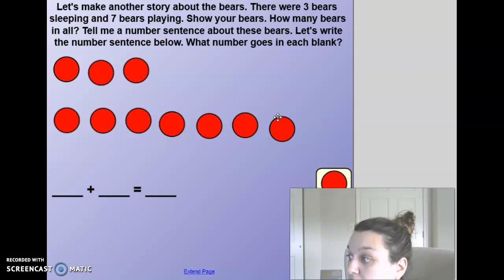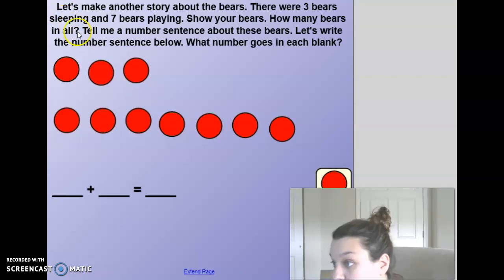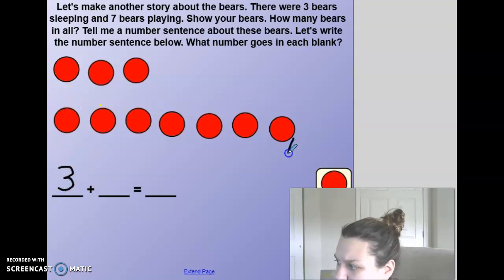Okay, we have to figure out how many bears we have all together. The sleeping ones and the playing ones. So since I separated them with a pretty big space here, I can tell that there were 1, 2, 3 in one group. So I know one of my parts is going to be 3. Plus, how many are in this group? How many were playing? Let's count. 1, 2, 3, 4, 5, 6, 7.